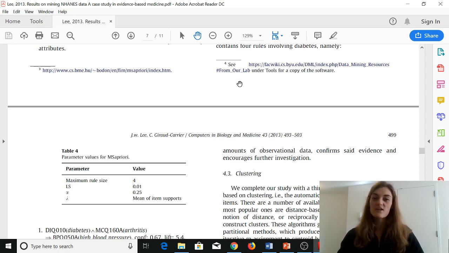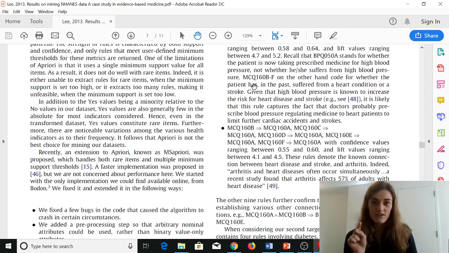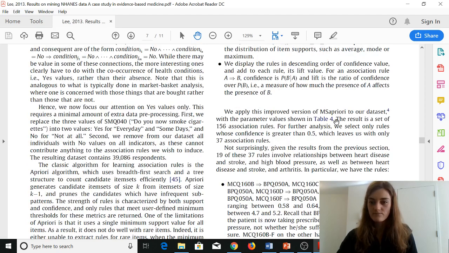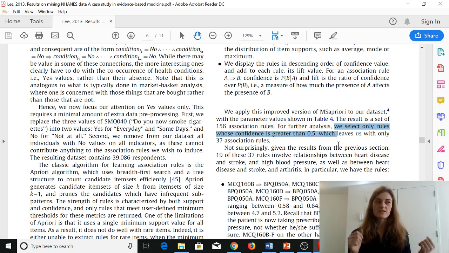But that's okay. The other thing that we will mimic from these authors is that they set their confidence to 0.5, which is basically, if I'm interpreting this correctly, that means that 50% of the time that the items on the left-hand side of the arrow occur, the items on the right-hand side of the association rule should also occur, right? So they're setting their confidence to 0.5, which we will also do.